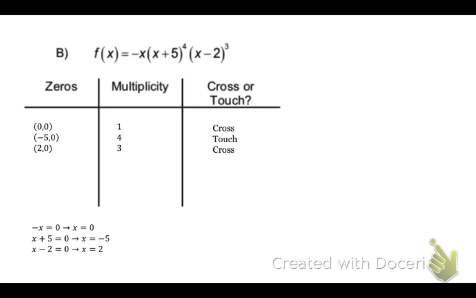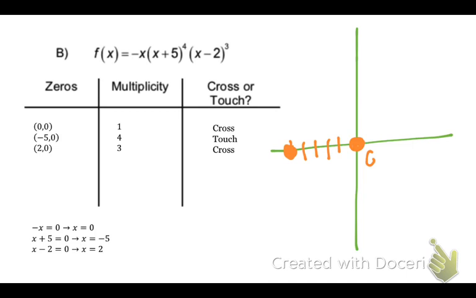And then let's graph this. So let's start with drawing our points. So we have a point at 0, 0, and that is going to cross. We have a point at negative 5, 0, 1, 2, 3, 4, 5, and that's going to touch. And we have a point at 2, 0, and that is going to cross.